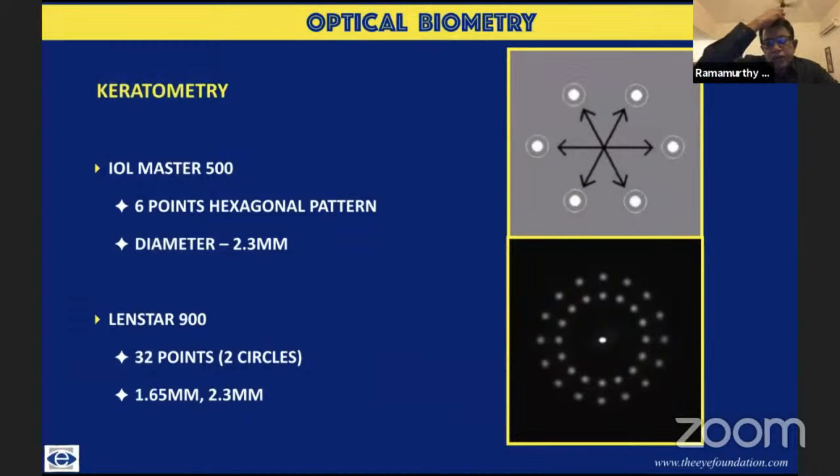As far as the keratometry is concerned, which is again an important feature because of which axial length and the IOL power calculation could go wrong, there were just about 6 points that were measured with the IOL-Master 500. With the LensStar, it was 32 points.